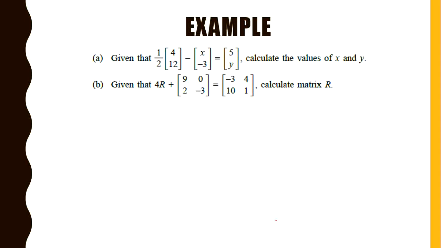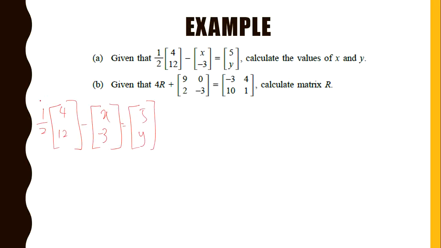Next, given that, okay, 1 over 2 of the matrix 4, 12, minus x, negative 3 equals 5, y. Calculate the values of x and y. So, let's write it again here. Okay, we want to find the values of x and y. We have the subtraction operation, but before that we have scalar multiplication here. Before subtracting, we must first multiply 1 over 2 with all the elements in this matrix. So we have 1 over 2 times 4, we have 2. 1 over 2 times 12 we get 6.